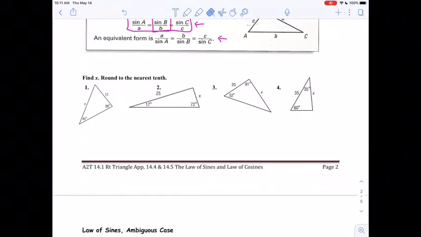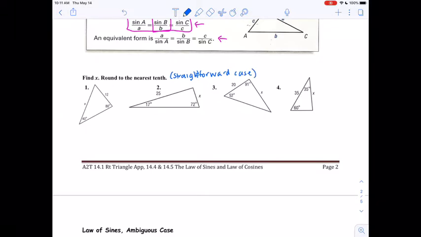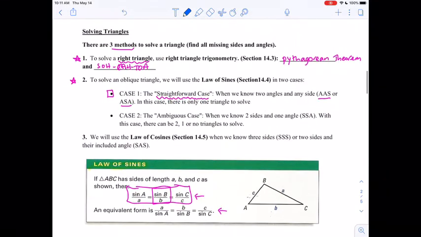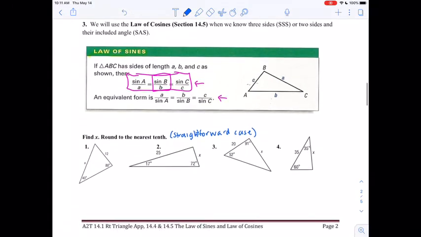So we're going to do the straightforward case in these 4 examples. I'll do 2 with you and give you the answer and have you try out 2 on your own. How do I know it's the straightforward case? In the straightforward case that was detailed above, you'll see that you're given 2 angles and then one side.